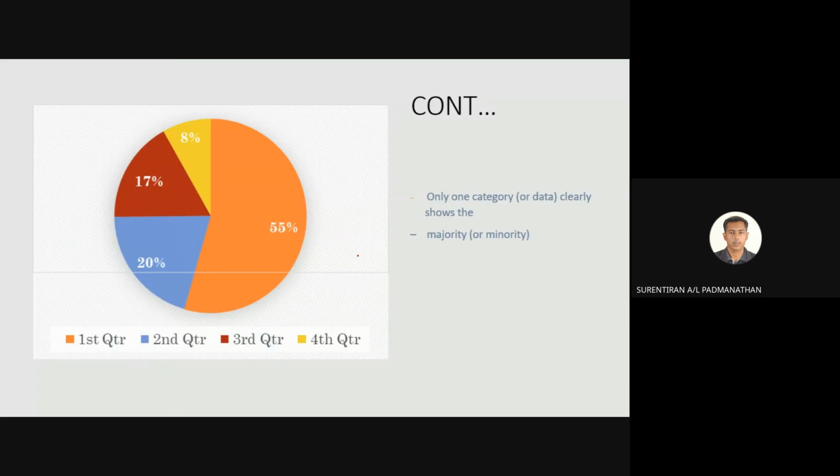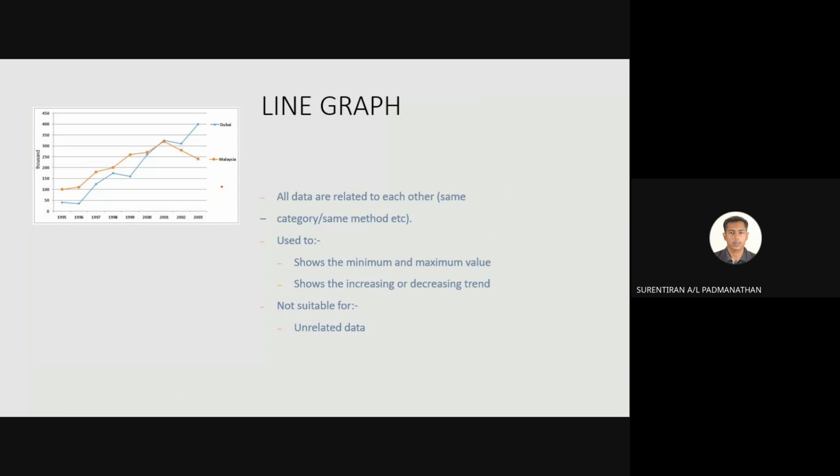Okay, so this is the pie chart. For example, this is a pie chart that can be utilized. For a pie chart, we show only one category of data clearly. It can show the percentage. Let's say, for example, this is the percentage of the first quarter, second quarter, third quarter. So what are the percentages that were achieved? It can display only one data set for this pie chart.